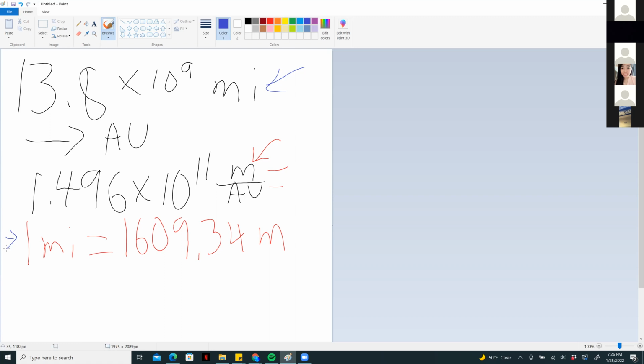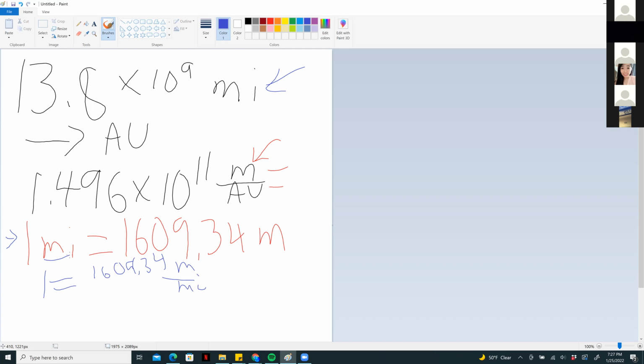Okay, so if 1 mile equals 1609.34 meters, that implies that your conversion factor, and a conversion factor is just a number that's equal to 1, equals 1609.34 meters divided by miles. You're just allowed to move the miles to the other side by dividing both sides by miles, right? If you remember your algebra.